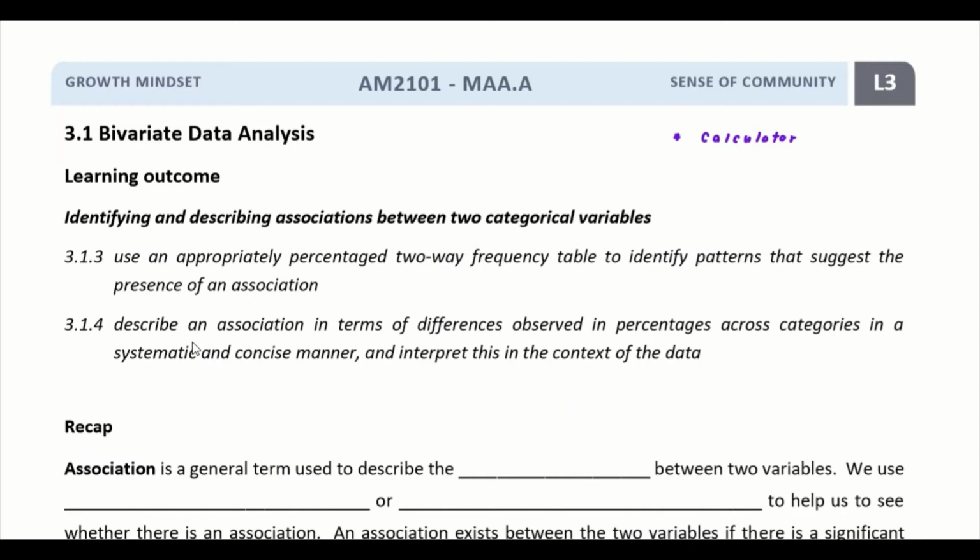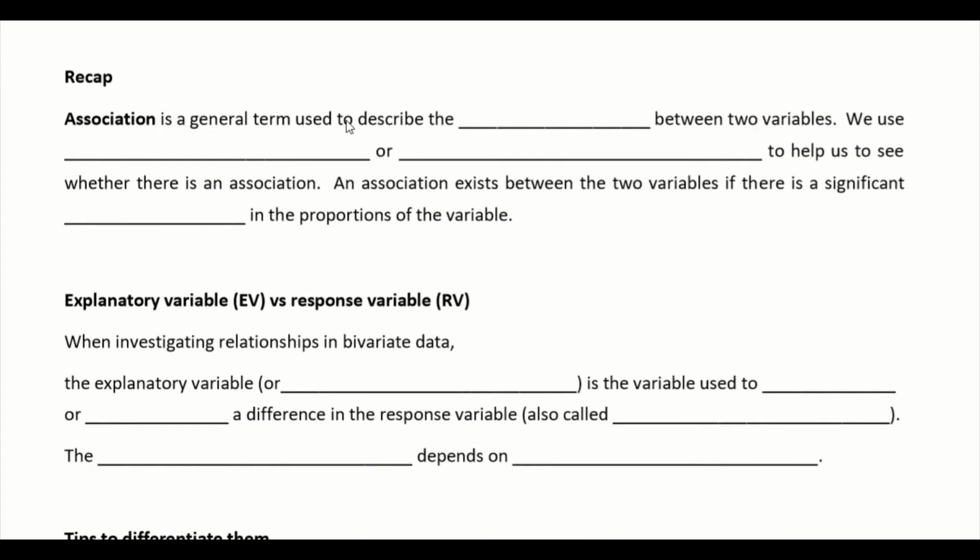Let's move into the recap. In Tuesday's lesson, there's a new term that we learned, called association. It's a general term that we use to describe the relationship between two variables. Association is mainly used for categorical data, which is why I didn't put in the word correlation here. It's good that we focus on using this word first.